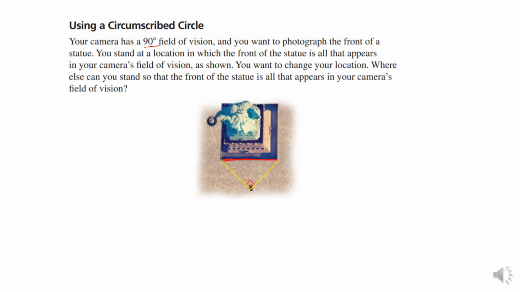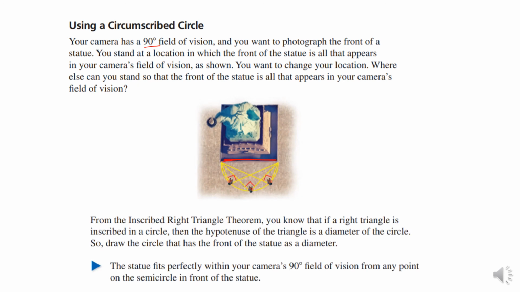We're going to use the inscribed right triangle theorem to solve this. And we know that if a right triangle is inscribed in a circle, then the hypotenuse of the triangle is the diameter. So this becomes the diameter of your circle, and you could move anywhere in the semicircle, and you will have 90-degree vision of that picture. So I thought that was kind of a cool one to put it into real terms.